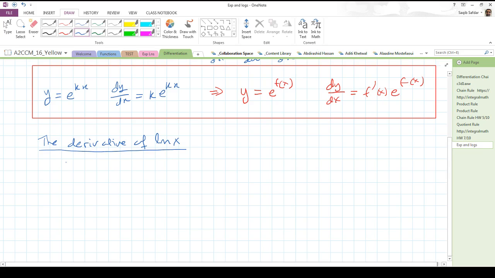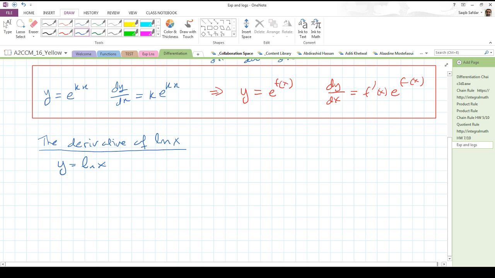Do you know how to do the derivative of ln x? How to derive it? You know how to work it out? Okay, you can derive the actual derivative. Right, let's start by working out y equals ln x.